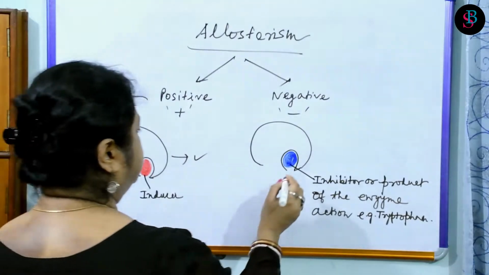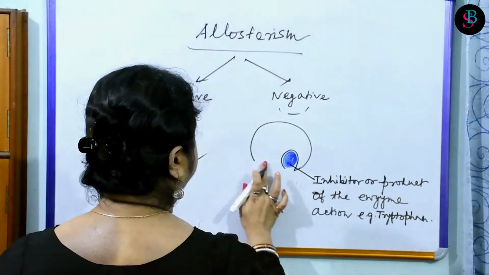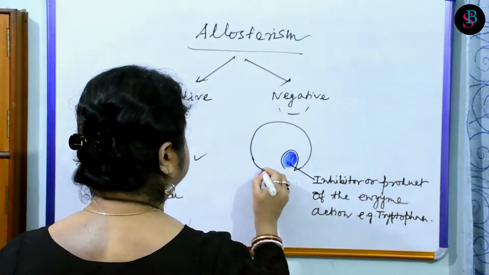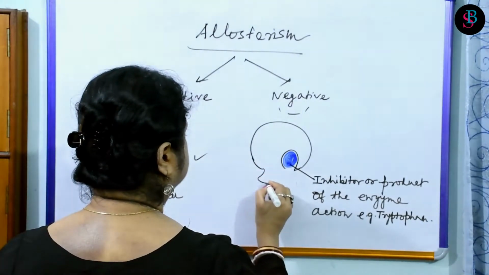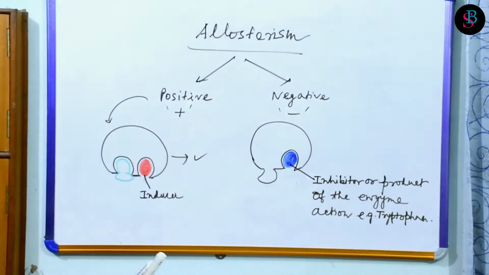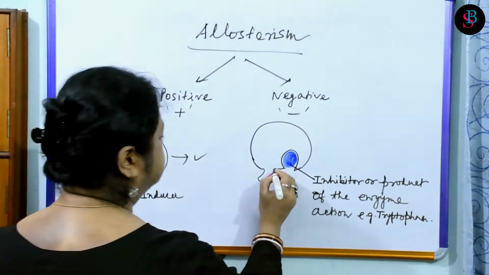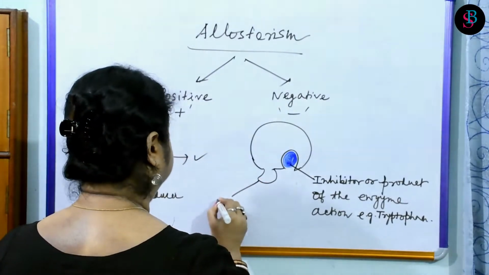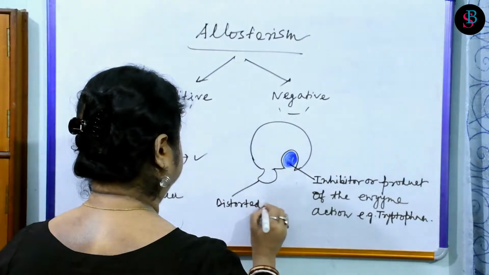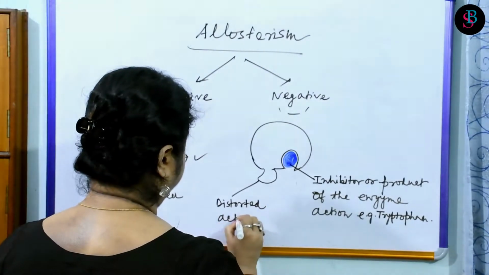Now it will affect the active site in this manner. The active site will be distorted in this way. So this is the distorted active site.